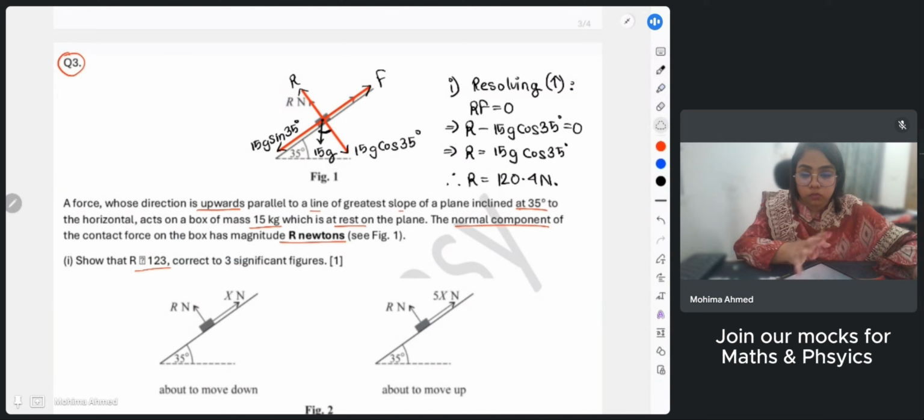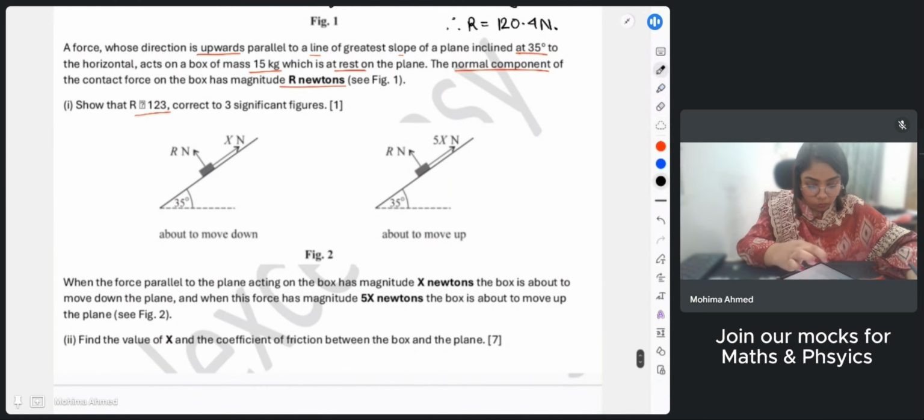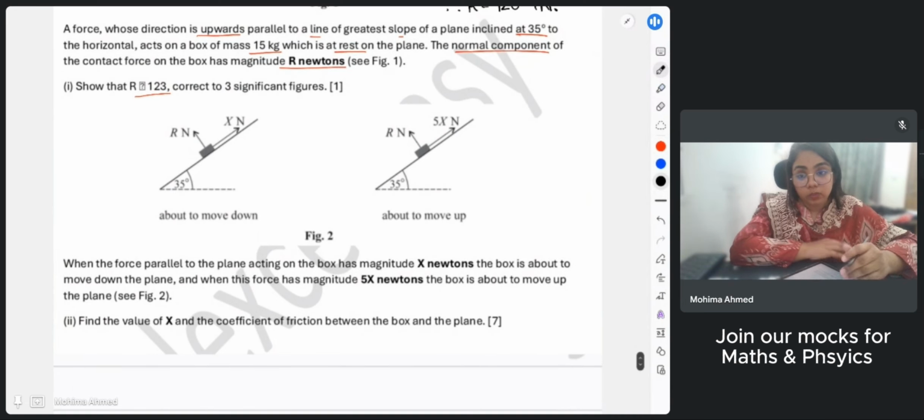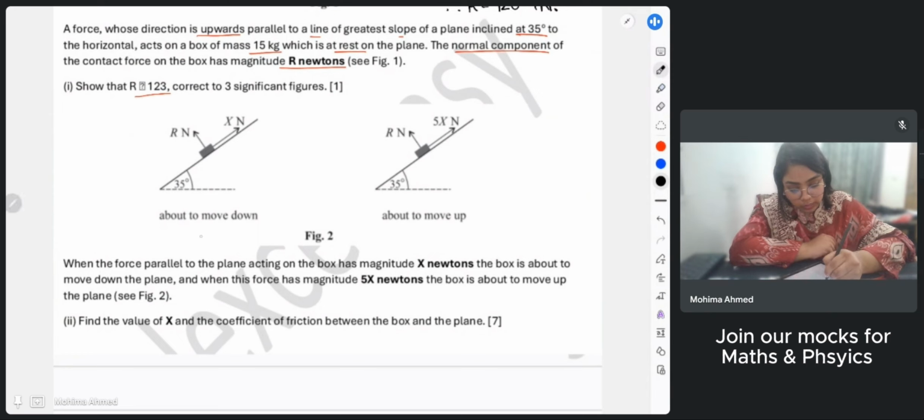This is it. Okay. Now again for part 2, it has two separate diagrams, right? And in the two separate diagrams, there were separate forces acting along the plane. And because of the separate forces, the object was moving either down the plane or up the plane. For example, I'm going to consider this as figure 2 part A, and this is figure 2 part B. For figure 2 part A, the object was about to move down the plane, right? Motion was down the plane. And for part 2B, the object was about to move up the plane. Motion was up the plane.